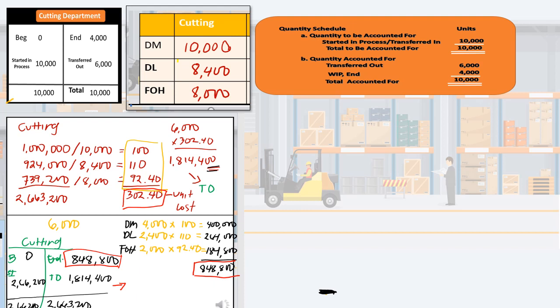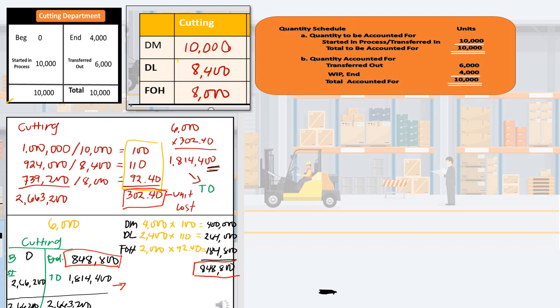So, ganyan lang po kadali ang mag-prepare ng quantity schedule. Ang medyo madugo is yung preparation ng cost schedule. So, puntahan na po natin yung ating cost schedule. Start nating sagutan yung letter C, which is the cost to be accounted for, which is yung left side ng ating T account. Pero dahil cost schedule ang pinag-uusapan, ang gagamitin po nating T account is yung T account ng work in process in peso.